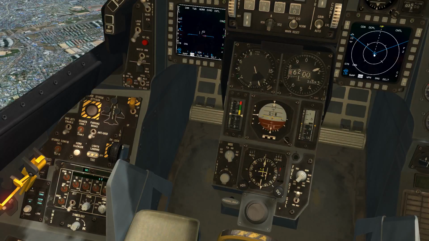We want to turn to a heading of whatever's 90 degrees off our wingtip, and that would be right here at 320. This little indication here, the little index, is 90 degrees to our current heading. So just look at that number, and then in the HUD you can just turn to that heading. Or another way to do it is, you don't even have to go that far.